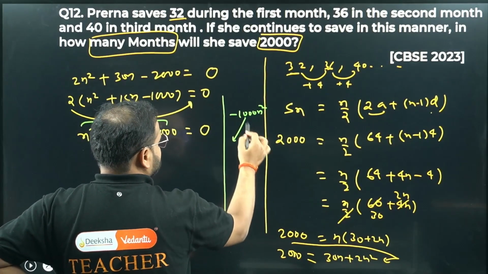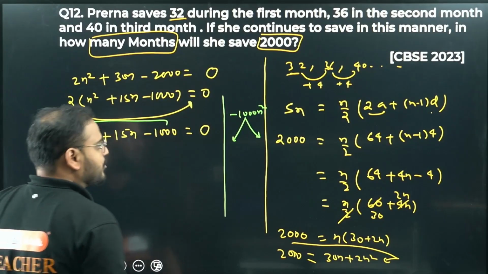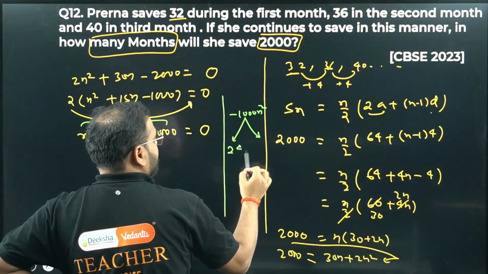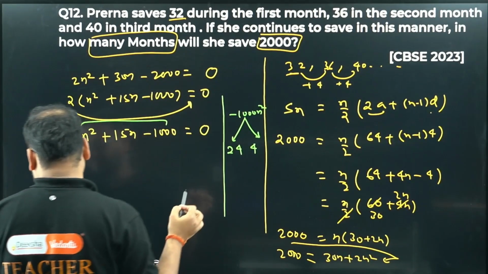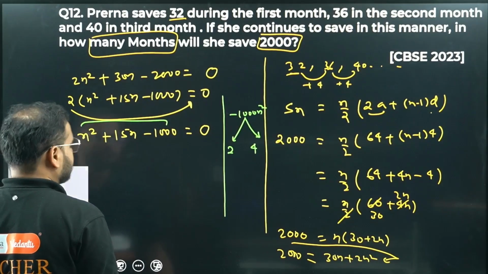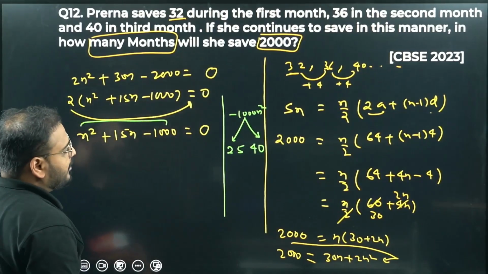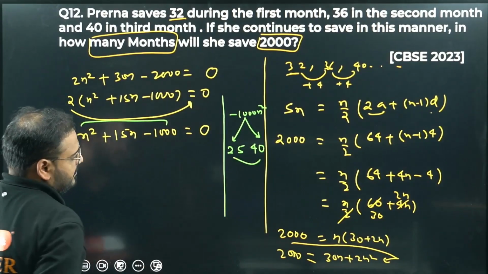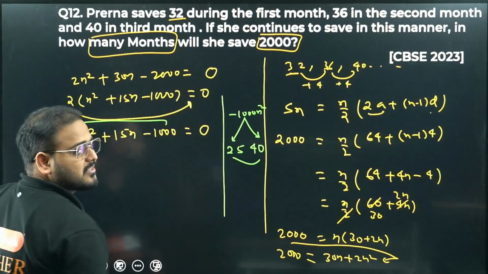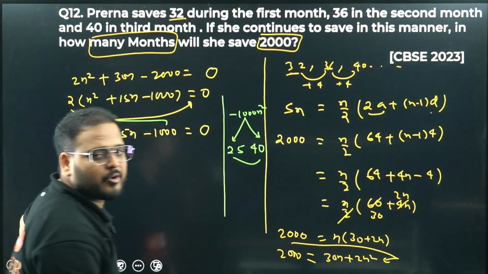I can write this as, please check. 1000 I'm getting, right? 25 times 4 is 100. But I'm looking for 1000, no? So I can write it 40. 40 and 25 will make 15 if I subtract them, right? 40 minus 25 is 15, no? So I have to take 40 positive and 25 negative.